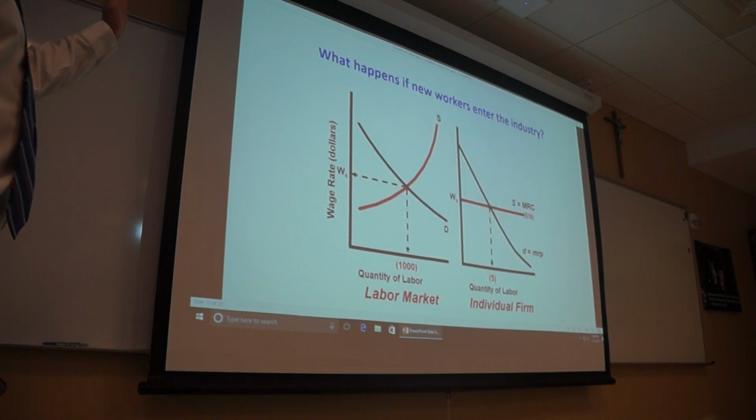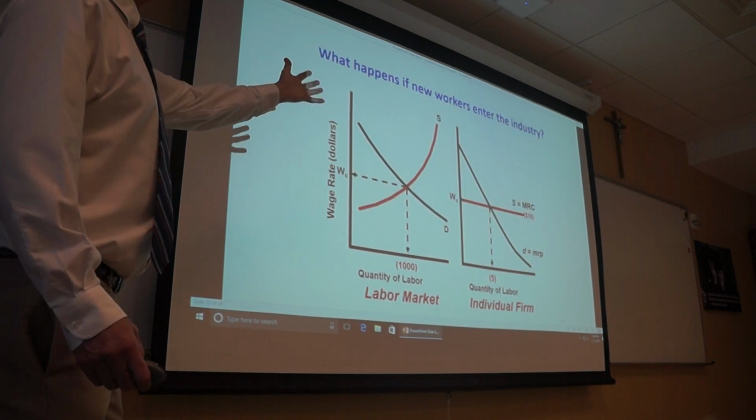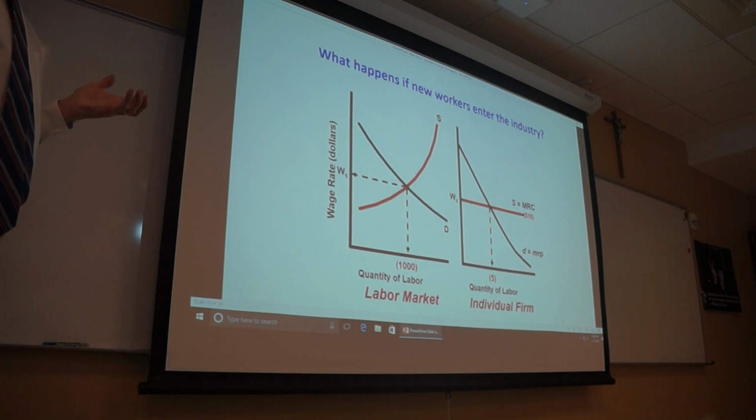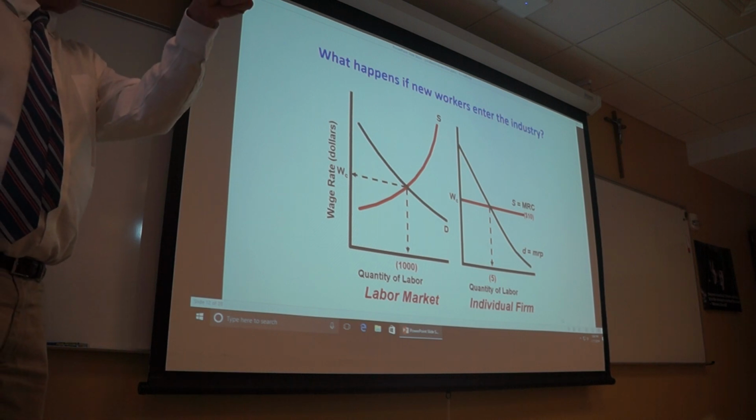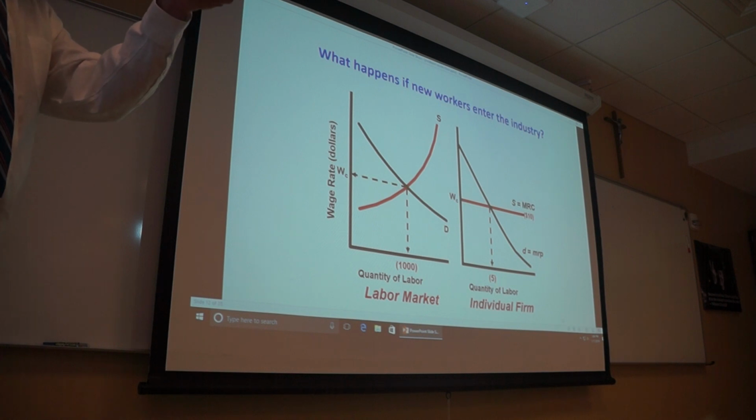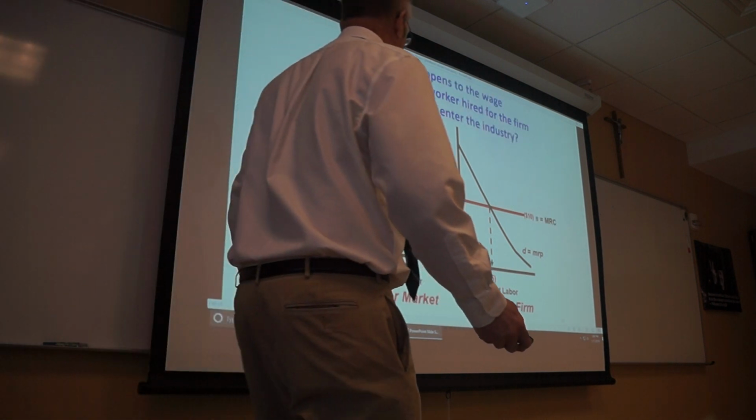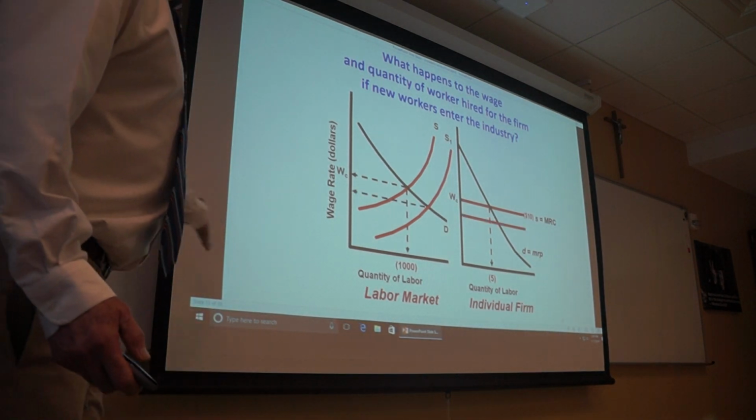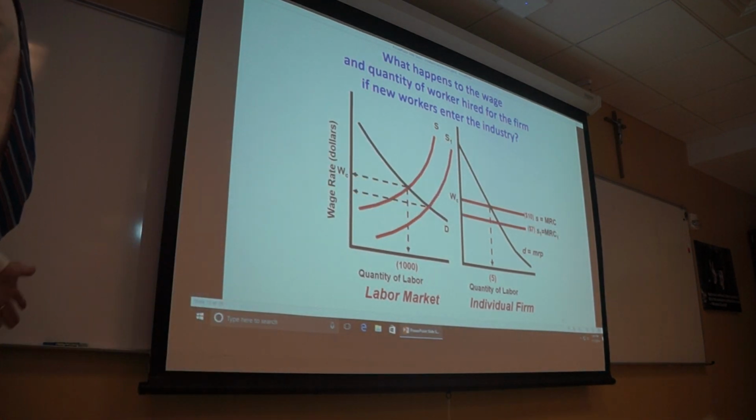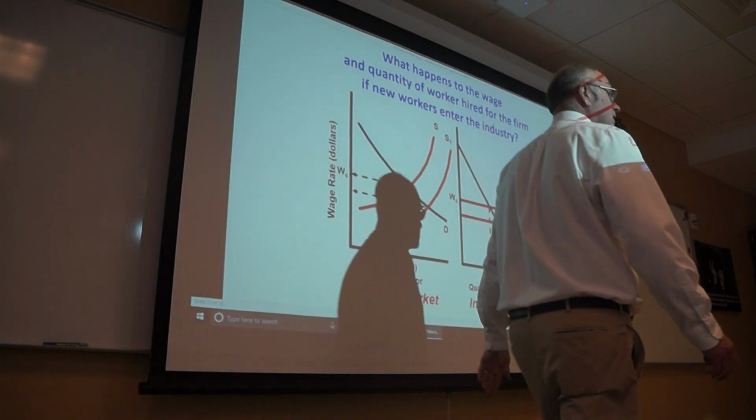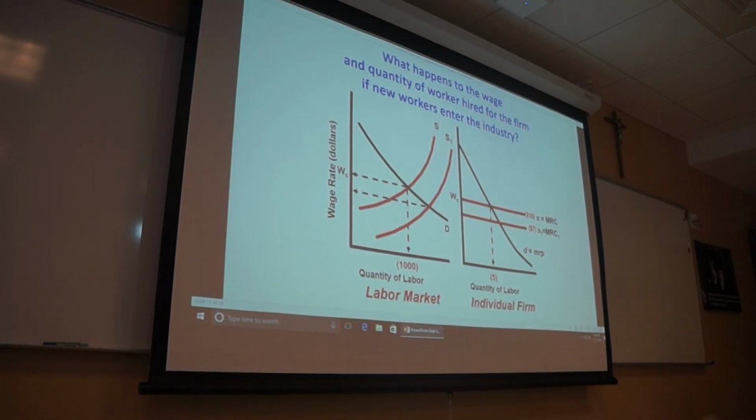Now, how about what happens if 1 million workers immigrate to the United States? What's going to happen to this graph? You're thinking, supply shifts right? All right, supply shifts right. There's no short run or long run in the labor market. You just shift it right.